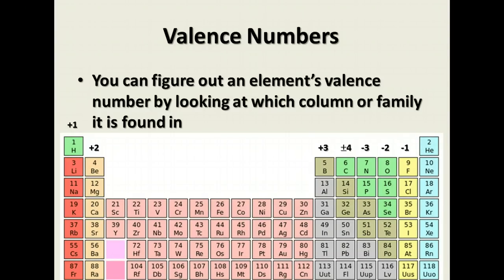And the final column here, the final family, is called the noble gases. They do have a complete outer energy level, and so they have a valence number of 0 because they do not tend to make compounds with other elements.